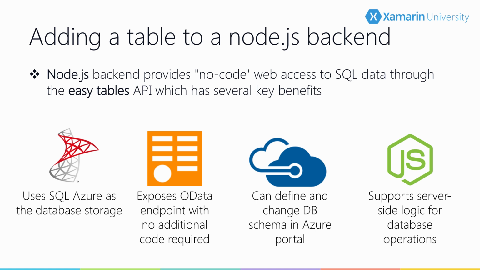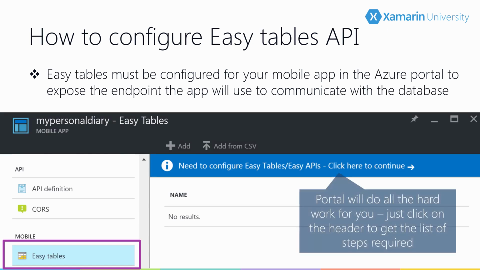And this is similar to the table controller in ASP.NET, and it's done through a set of JavaScript functions that you can add to the Node.js server files. We cover this topic in a later class when we talk about authentication support. Easy Tables are quite easy to set up. There's an item in the mobile section of your app properties which walks you through the setup process.